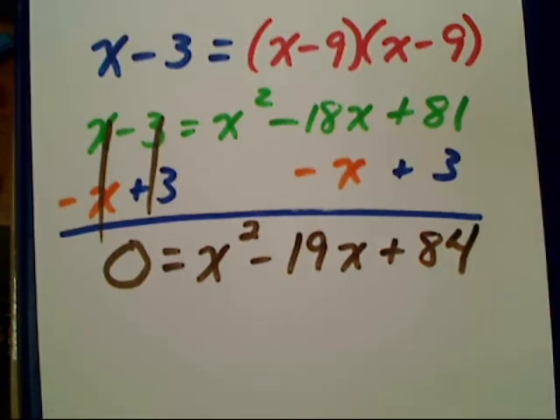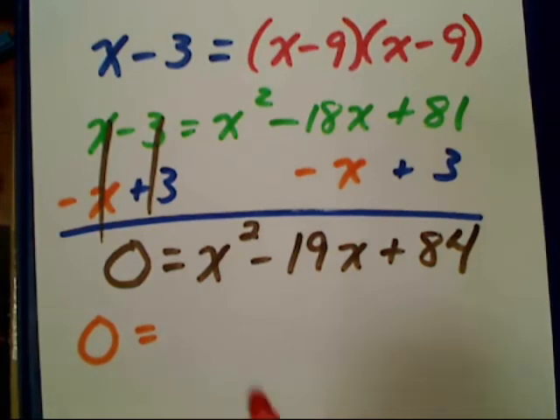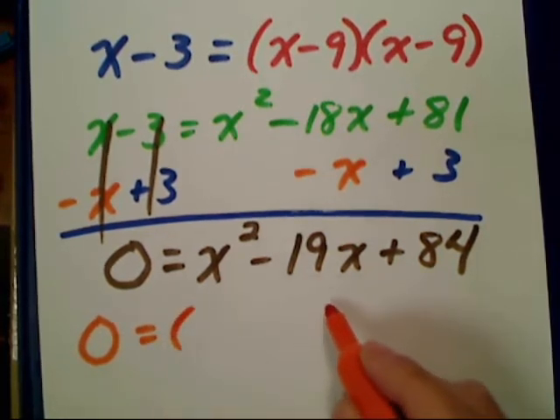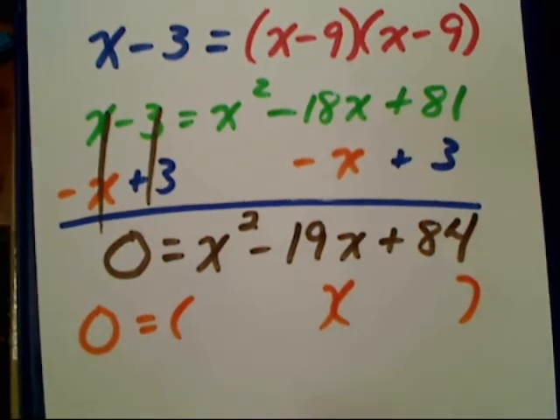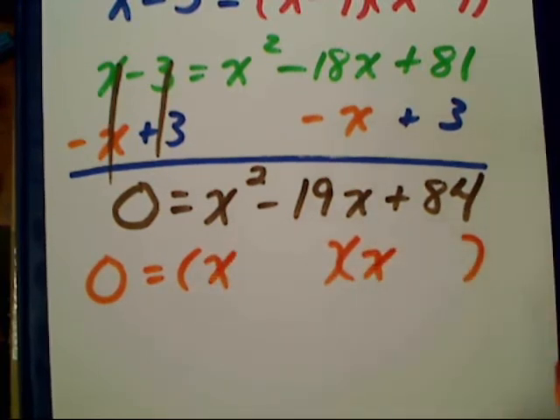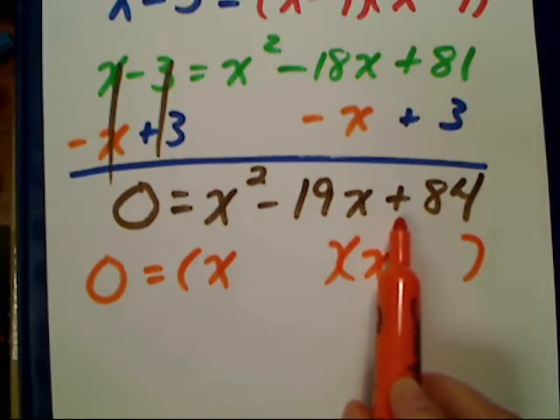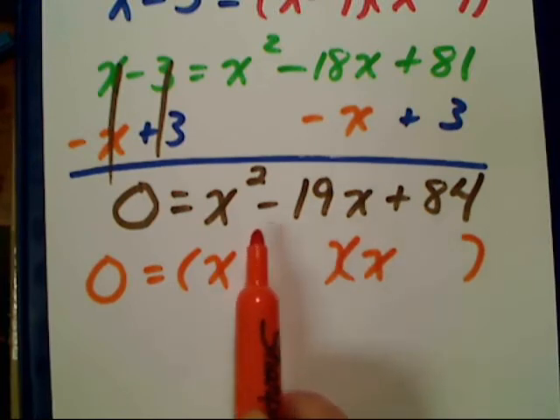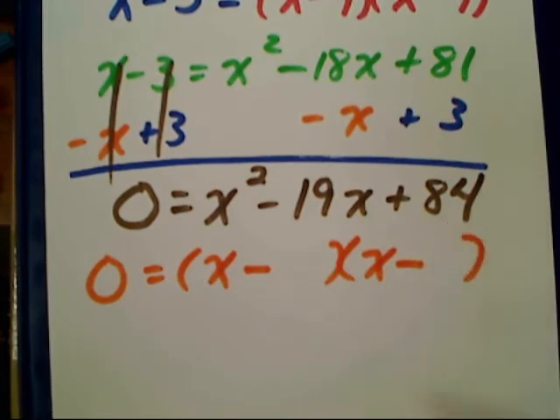Our next step is to factor. Still have the 0, because remember, the zero product property says I need to have a product, or multiplication, equal to 0. Fortunately, this is the easier kind. What times what is x squared? Well, that's going to be x and x. The positive 84 here tells me that both of my signs have to be the same. Since they have to add to a negative, they both have to be negative, because a negative times a negative will give me that positive.